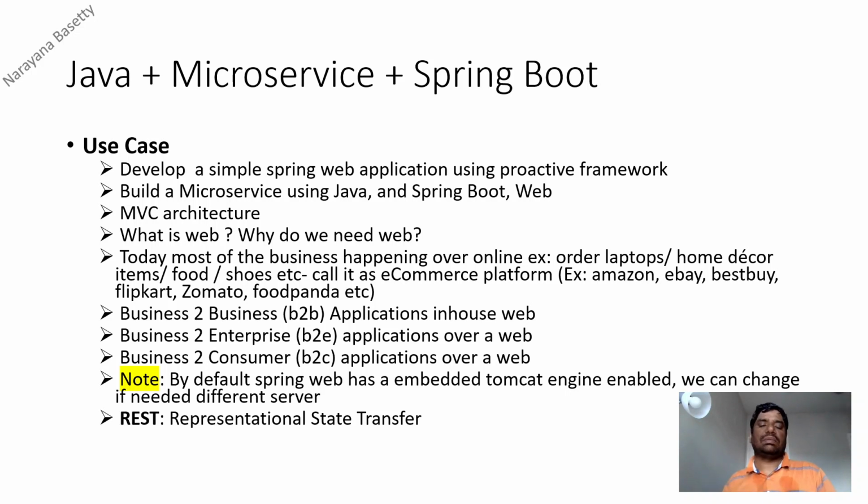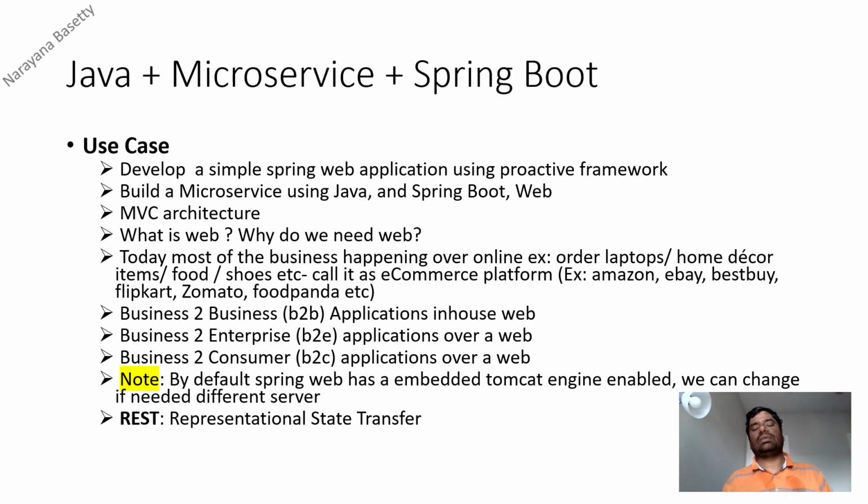For example, here I have depicted that today the environment is very dynamic, and a lot of applications are hosted on the web online. Like if you're ordering laptops, food, shoes, home decor items, everything is going into an e-commerce platform. There are vendors who are supporting buying and selling things on e-commerce. So different types of applications within the organization can host business to business, business to enterprise, business to consumer likewise. Here in this particular case, by default, as I said, Tomcat is the embedded engine. We use it. If you don't want, you can definitely change it.